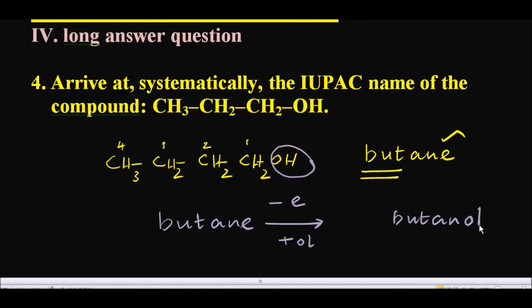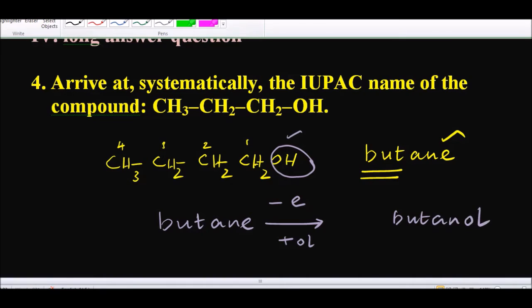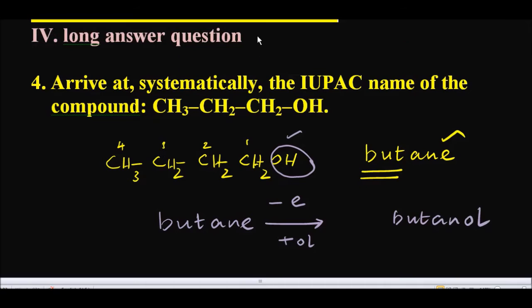Find the position of OH. OH is present in carbon number 1, so we can say the locant is 1. The same can also be mentioned as butane-1-ol. The 1-ol indicates that the functional group is present in carbon number 1.